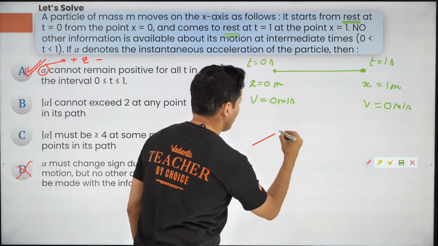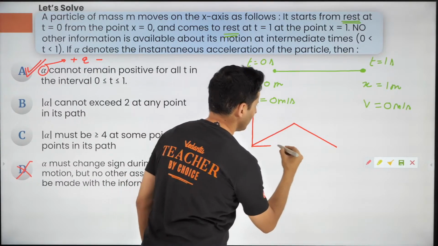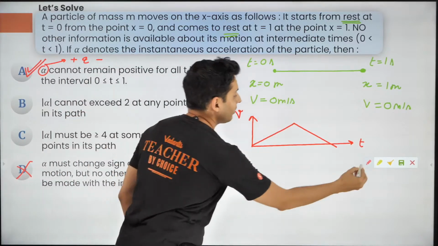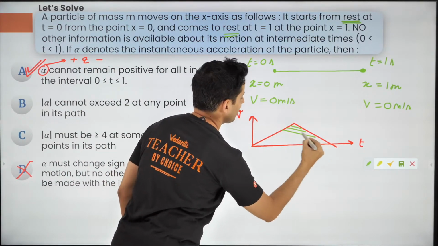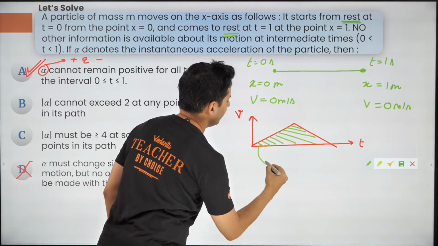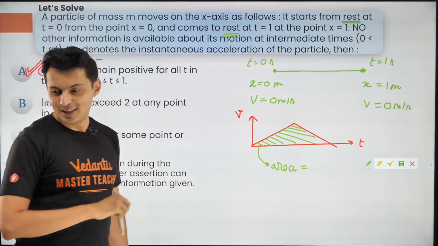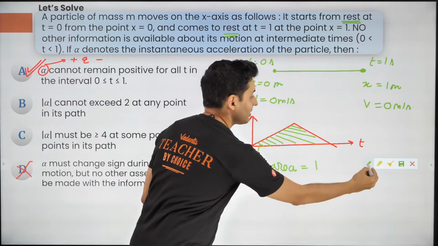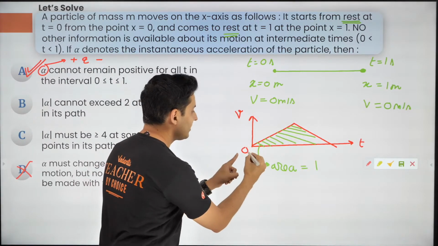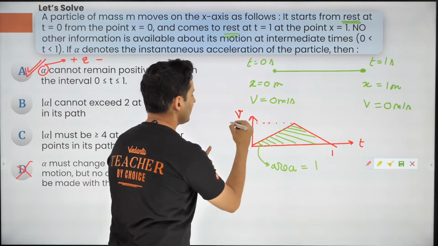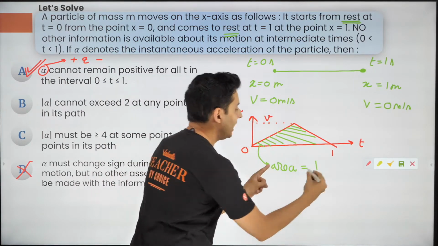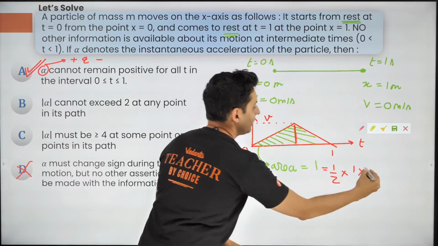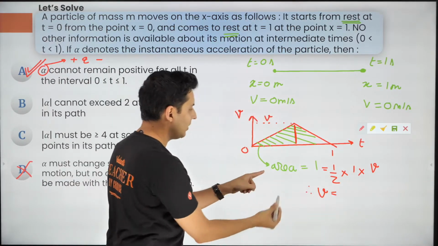In that situation, my velocity will go up and come down, something like this. This is the velocity versus time graph. And what will the area under this graph give me? The area should give me the displacement. And how much is the displacement? The displacement is exactly 1 meter. So the area is 1 meter. That means if this is 0 seconds, this is 1 second, and this is velocity v, I don't know how much that v is, the area is half into base into height. How much is the height? v. So how much is the velocity? Because the area is 1.